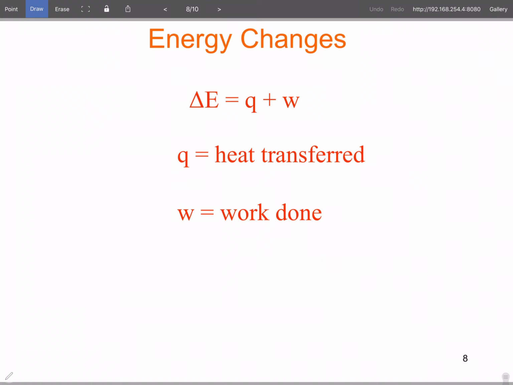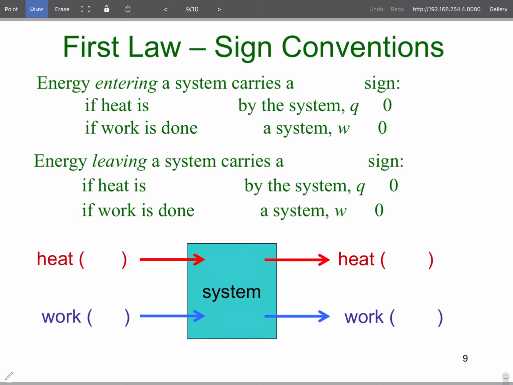So what we're talking about is energy changes. The change of energy is equal to Q plus W. Q is the heat transferred, whereas W is the work done. So Q is heat, and you're going to see this a lot. So just remember, if you see Q, that's heat or temperature. And work is work.